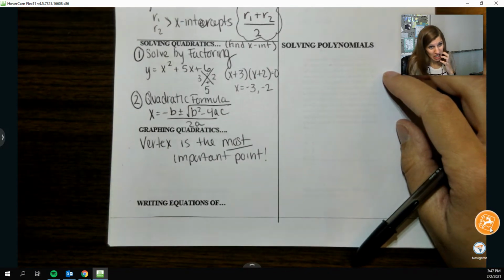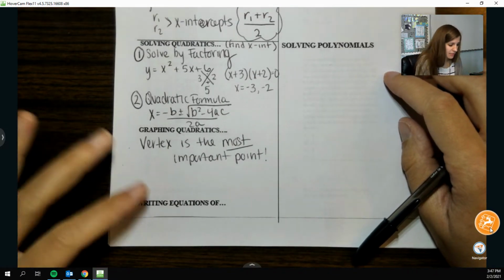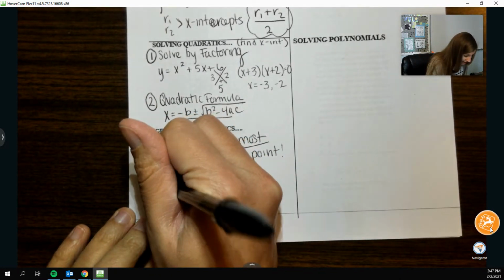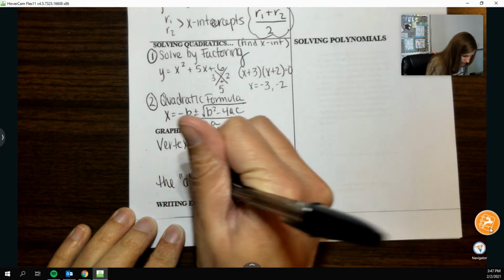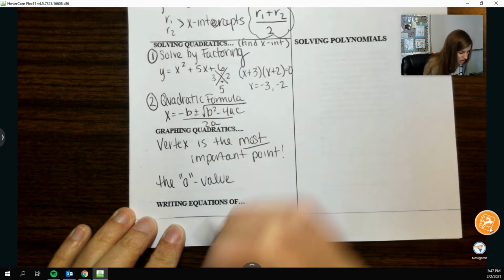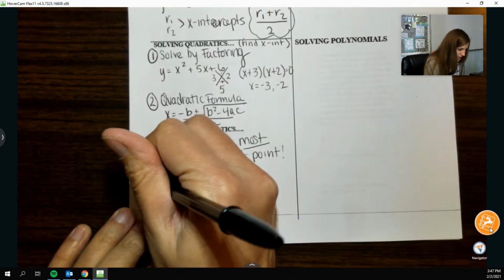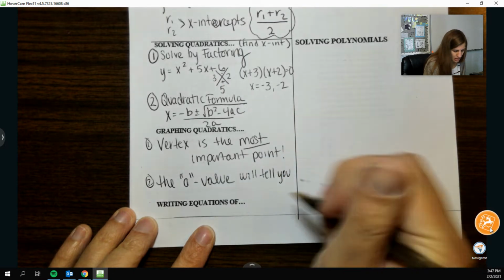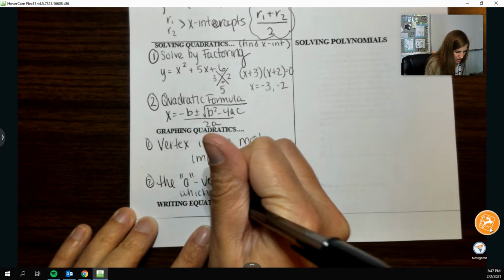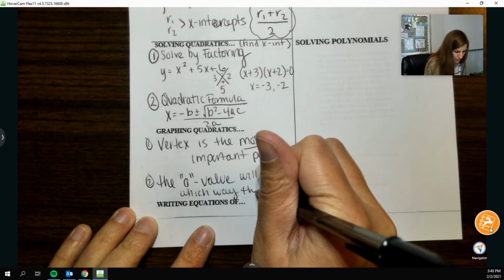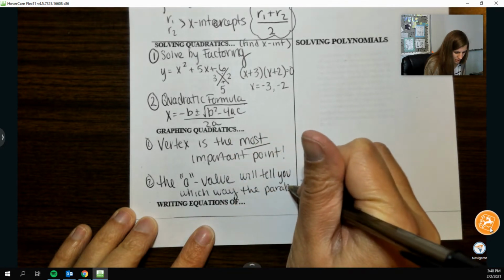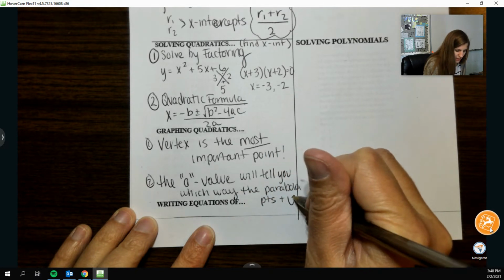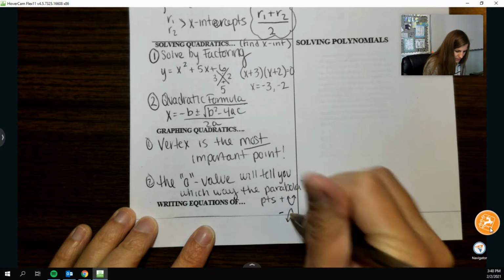Now, if you're just trying to get a quick sketch, which is sometimes all you need, knowing where the vertex is and then what the a value is is also helpful. First the vertex, second the a value will tell you which way the parabola points. If it's positive, it's pointing up. If it's negative, it's pointing down.